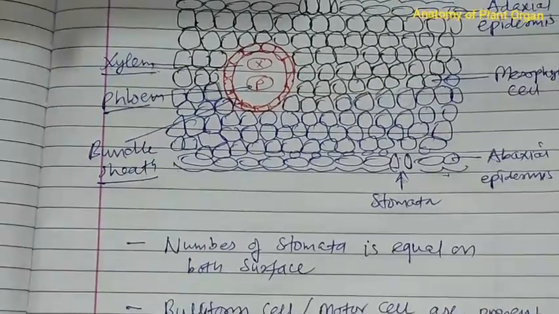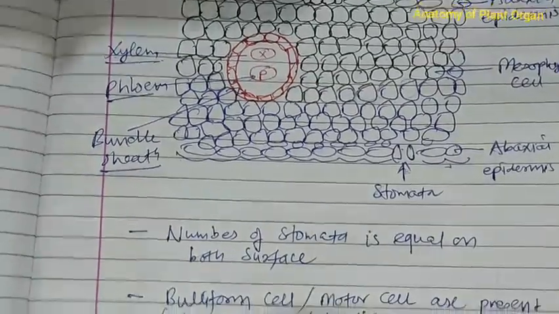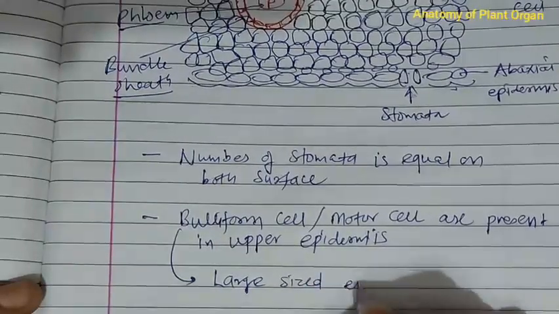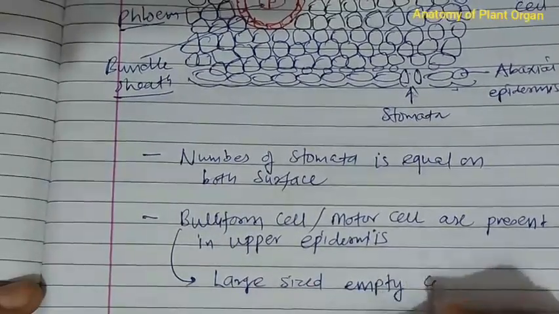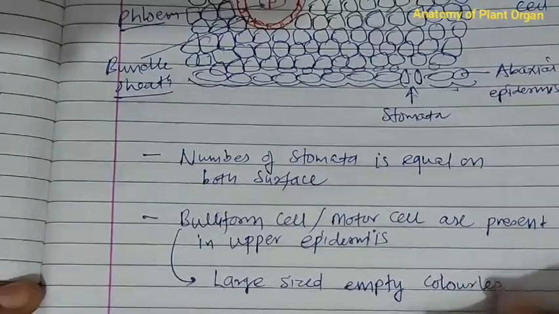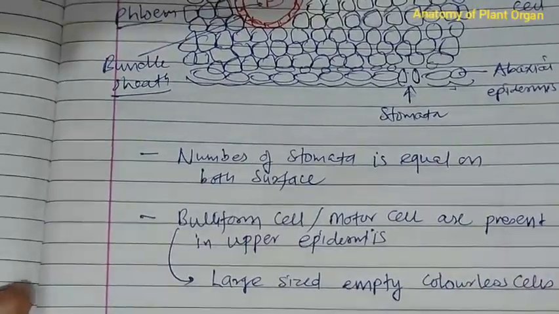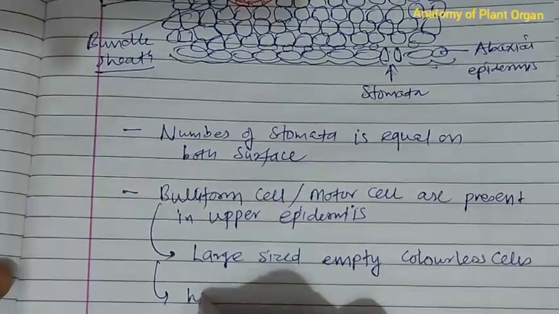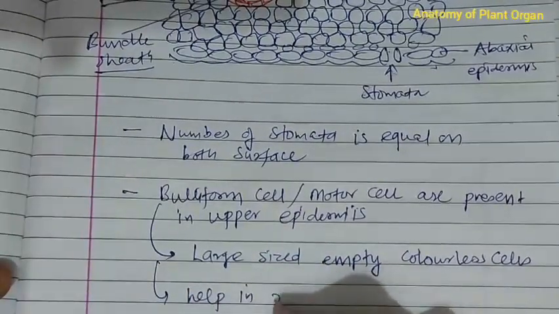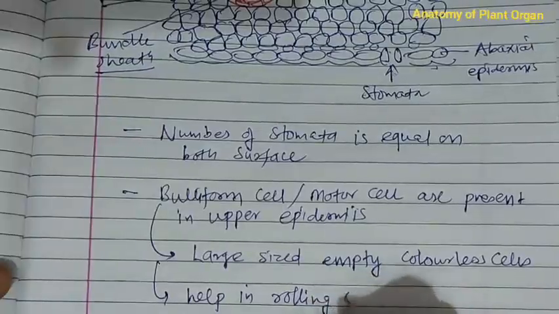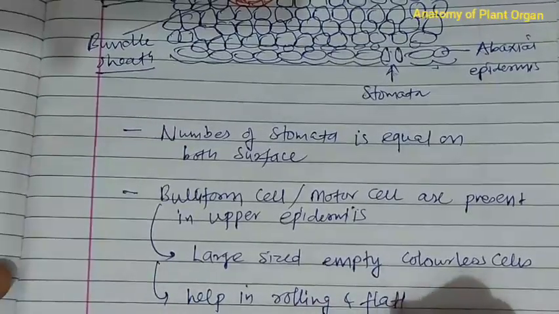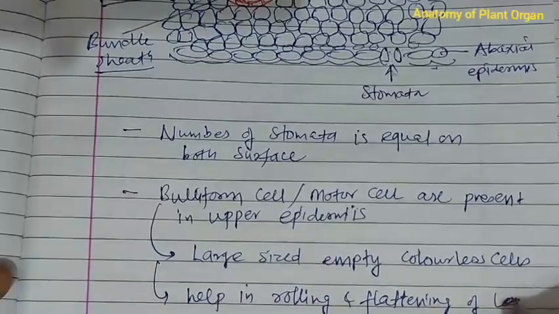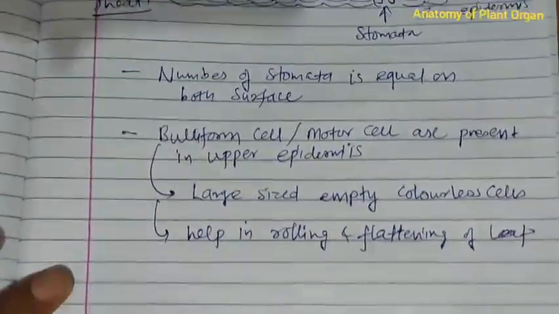These bulliform cells are large sized, empty, colorless cells, and they help in rolling and flattening of leaf. They help in rolling and flattening of leaf.